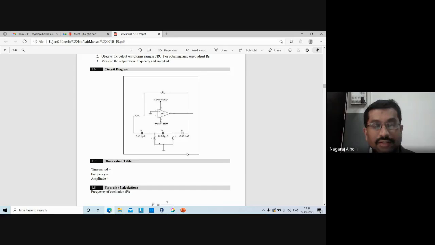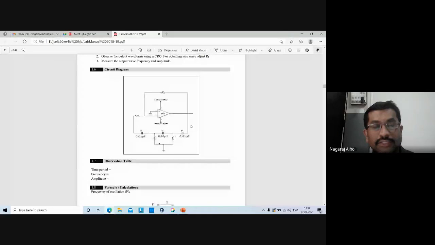Anybody can recollect? This is called which criteria? So it is the Barkhausen criteria. You have studied this in the oscillator topic in your analog electronic circuits, is it not?